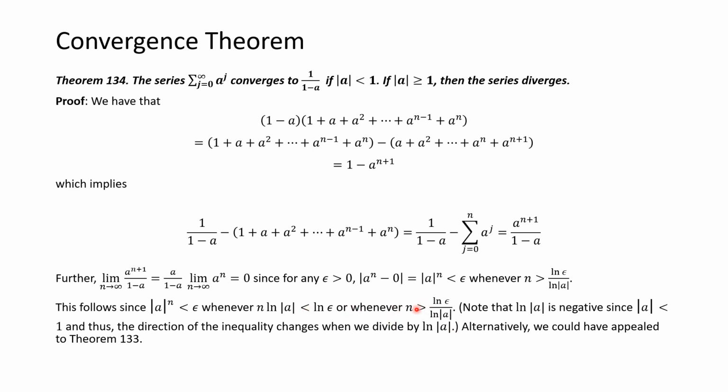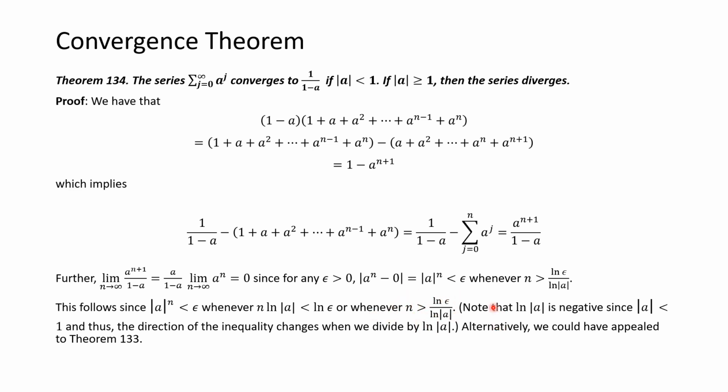And notice that we changed the sign of the inequality going from here to here. That's because the modulus of a, we assumed, was less than 1. And so the natural log of a number less than 1 is negative. And when you divide or multiply an inequality by a negative, you change the direction. That's why I got this here.